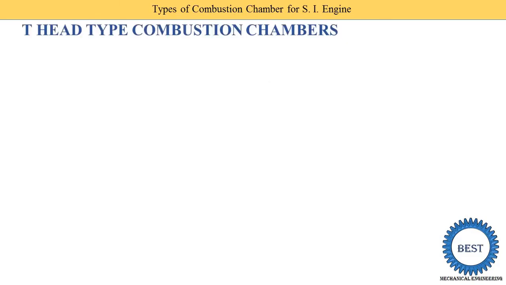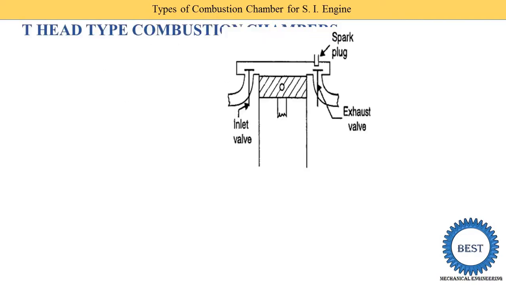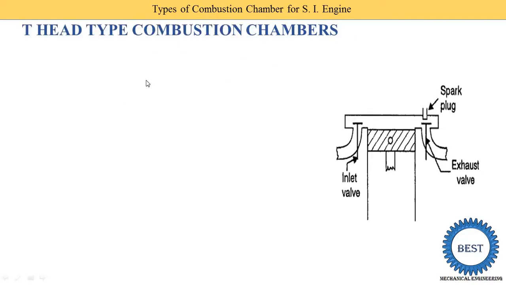Now the first type of combustion chamber is the T-head type combustion chamber. Here I show you this image. Its name is T-head. What is a head? Head means cylinder head, the upper part of the engine cylinder. The shape of the head looks like a T. Here you see that this is the horizontal part and this is the vertical part, so it makes the T shape. That's why it is known as the T-head type.